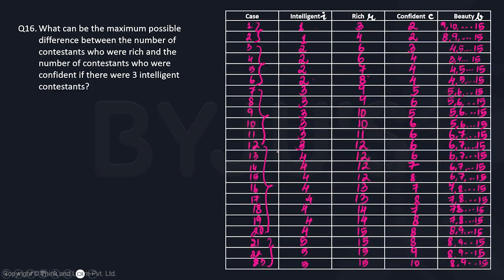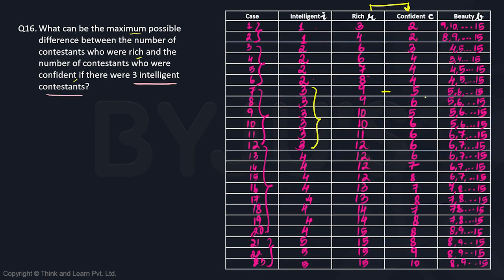Question number 16. What can be the maximum possible difference between the number of contestants who were rich and the number of contestants who were confident if there were 3 intelligent contestants? So if you're talking about 3 intelligent contestants, we will have to look into the scenario where we had 3 intelligent contestants. And from here, we need to find out the maximum possible difference between the contestants who are rich and the contestants who are confident.